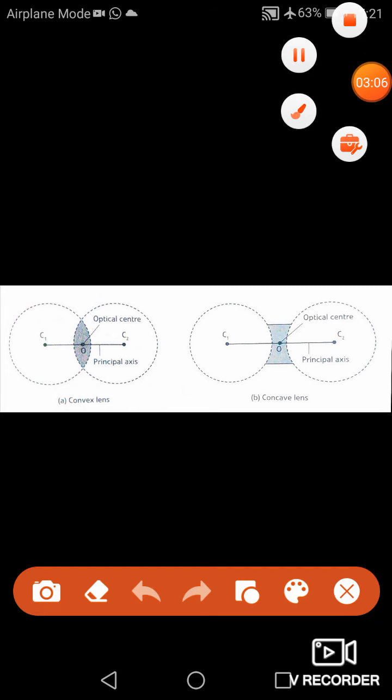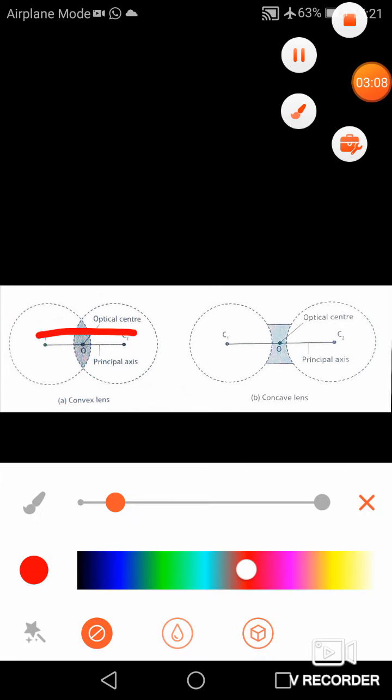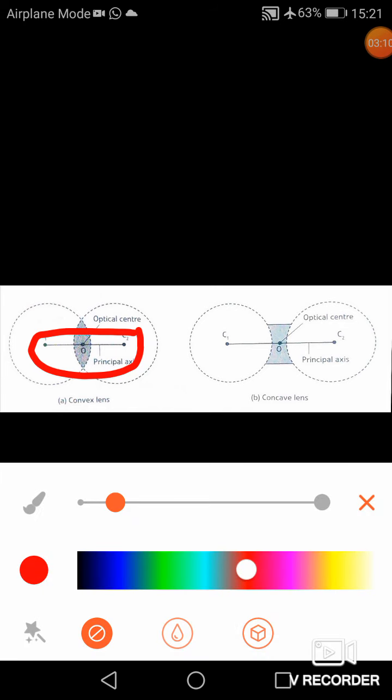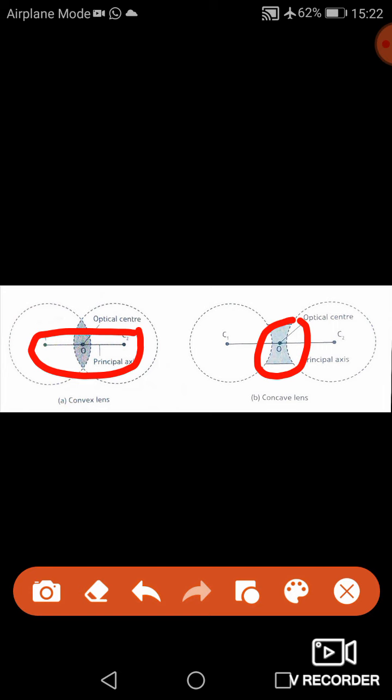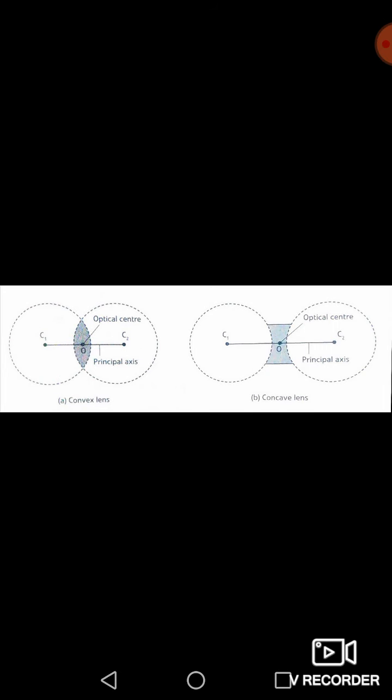Here in this diagram, this one is the principal axis. It is passing through the centers of two spheres. That's why it is called principal axis. And second one is optical center. Here this O is called the optical center. What is optical center? The center of the lens is called the optical center of the lens. So these two terms, principal axis and optical center, are related to these lenses.